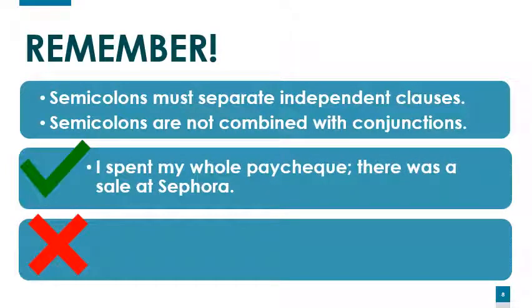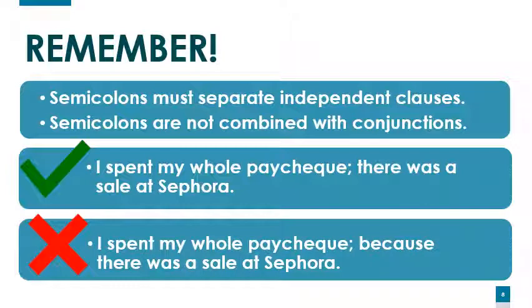So an example here with our Sephora example: I spent my whole paycheck; there was a sale at Sephora. So this is correct because we have 2 independent sentences. I spent my whole paycheck. There was a sale at Sephora. Both of them have subjects and predicates, so they can both stand independently, and we've used a semicolon to show that they are related to one another, to imply that relationship and to transition from one to the other.